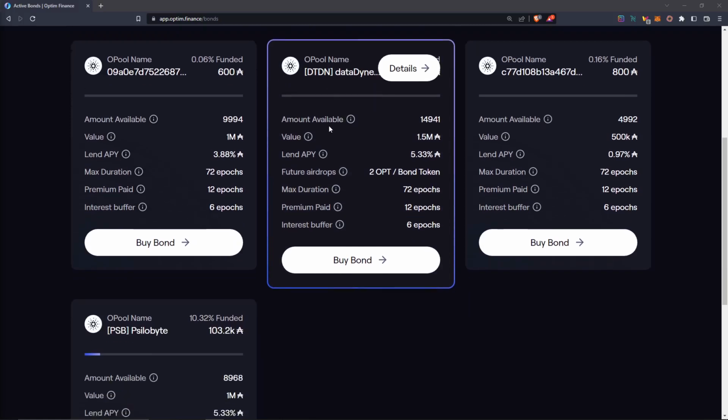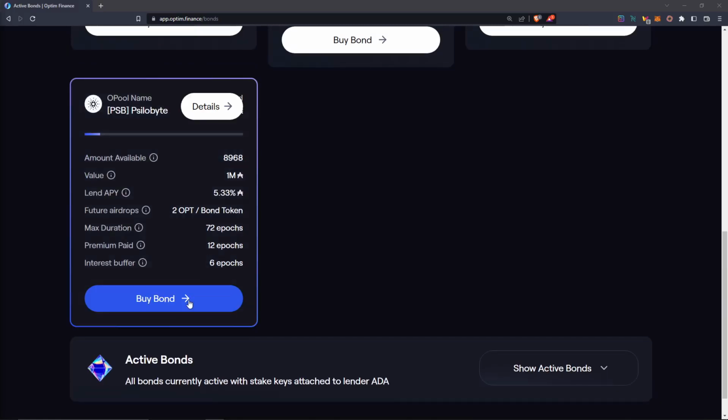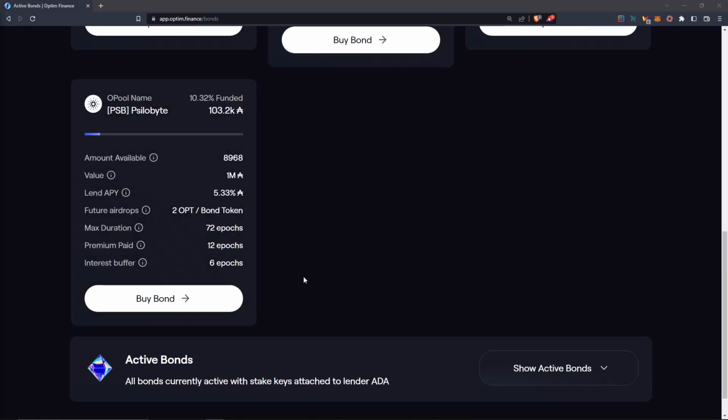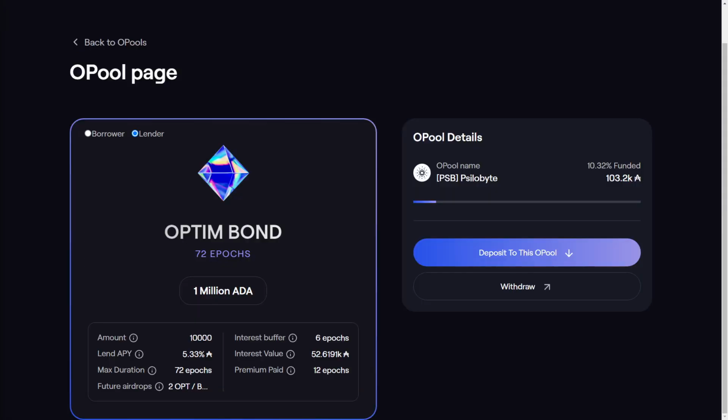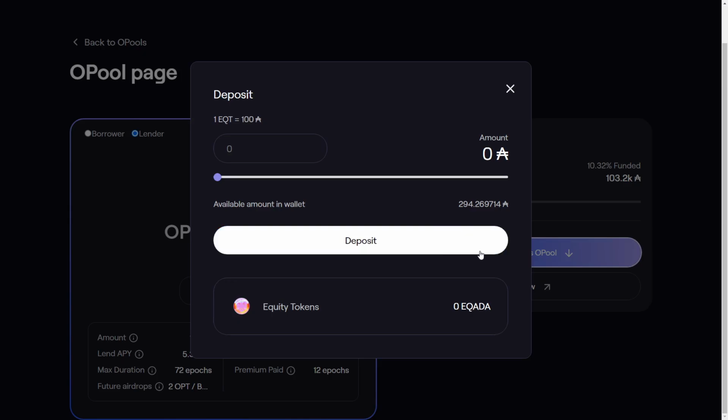Once you see a bond that you want to buy or lend your ADA out to, simply click on Buy Bond under the details of that bond. Once you click Buy Bond, you will find all the relevant information to the bond you're intending to purchase, such as the minimum amount to buy, the total value to be raised in the bond, and the lockup period. To purchase, click Deposit to this O pool, which will prompt you to sign a transaction after you've entered the amount of ADA you wish to deposit.